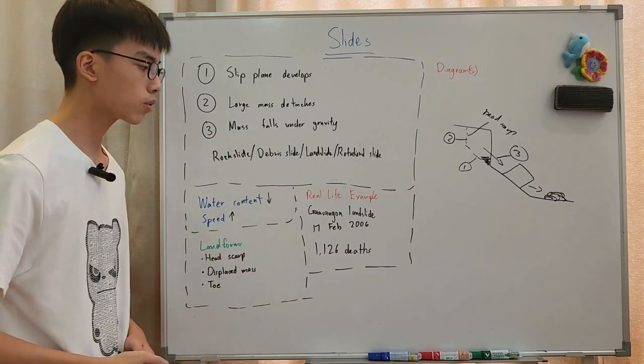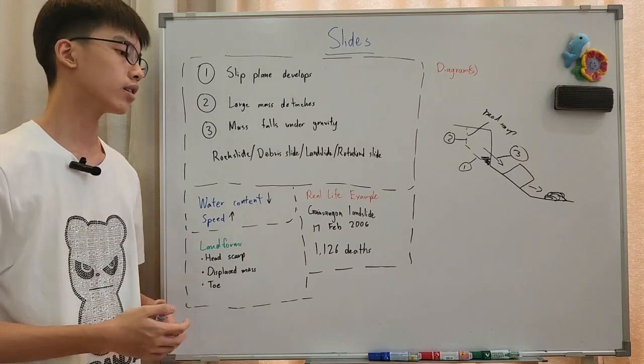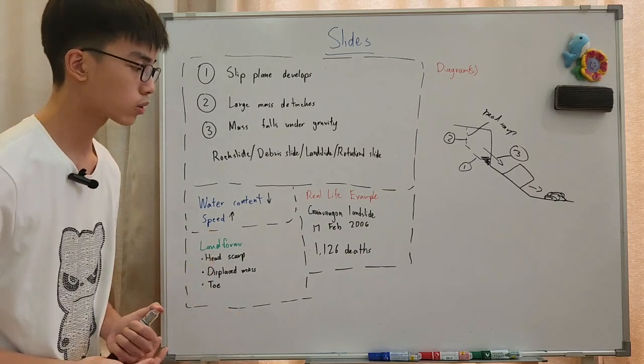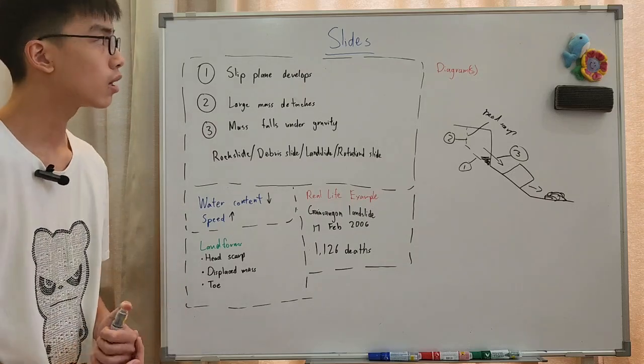So here's a real life example of a slide. The Guinsaugon landslide on the 17th of February 2006 in the Philippines, where there were 1,126 deaths.